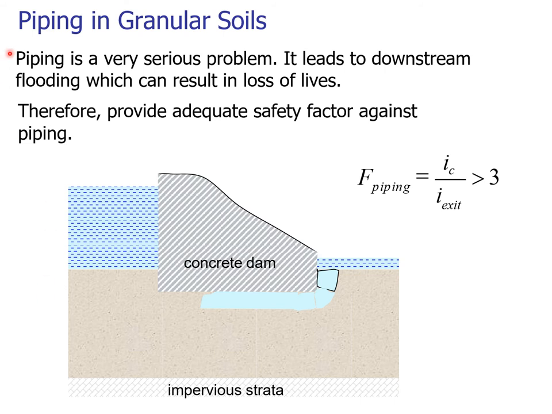So piping in granular soils. Piping is a very serious problem. It leads to downstream flooding, which can result in loss of lives. Therefore, provide adequate safety factor against piping. And the factor of safety against piping should be more than 3. So critical hydraulic gradient divided by exit hydraulic gradient must be greater than or equal to 3 at least.